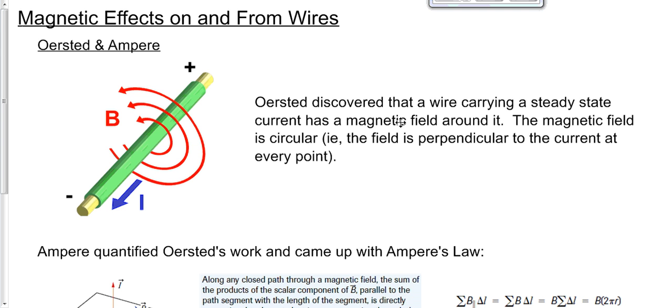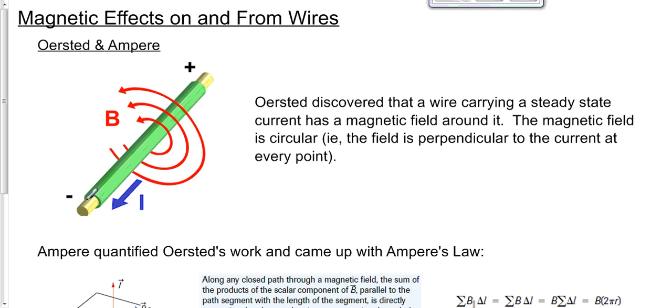So hopefully you guys remember Oersted. And Oersted was one of these scientists who worked with electricity and magnetism in their infancy. And he discovered that a wire carrying a current, so what we've got like over here, so we have a wire carrying a current, of course, from positive to negative, is actually going to have a magnetic field around it.